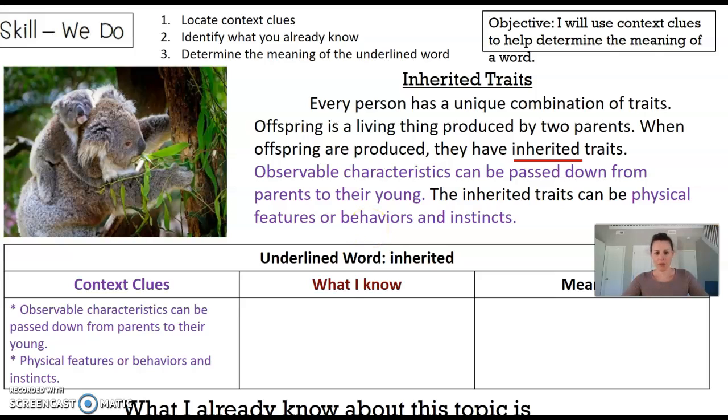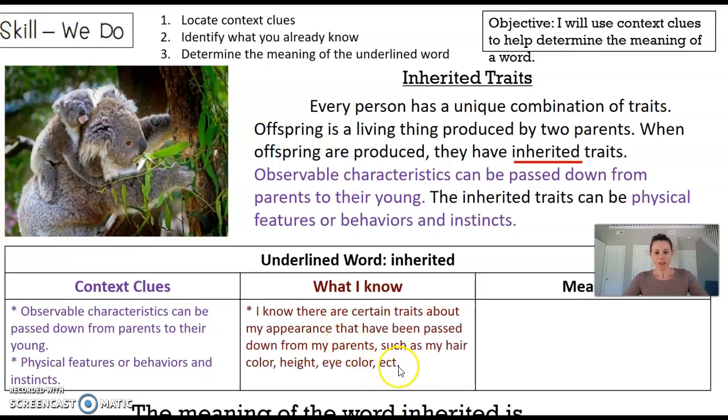Now I need to think about what I already know about what the text is saying. So I know that there are certain traits about my appearance that have been passed down from my parents, such as I have wavy hair like my dad, I have brown hair or brown eyes like my mom. I'm about the same height as my mom. So all those things got passed down to me from my parents.